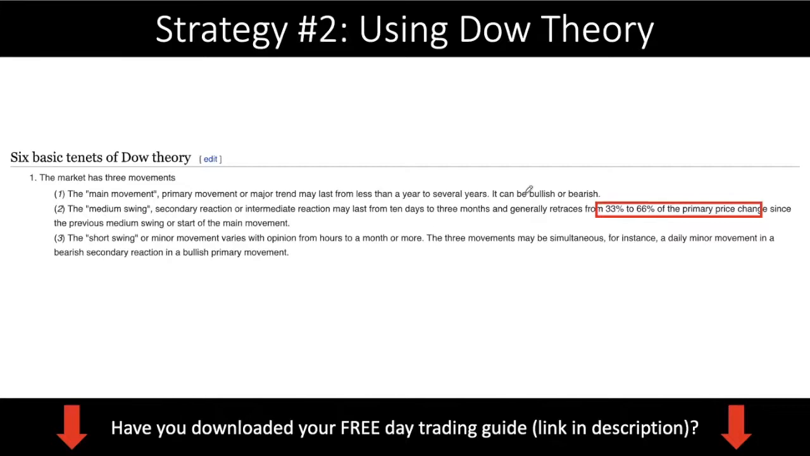Now, strategy number 2 is a powerful concept which you will not find anywhere else. This is called the Dow Theory. If you study the theory, like let's say you read books about Dow Theory, you will find something like this. There are basically 6 tenets of Dow Theory. This is found on Wikipedia. I just did a quick Wikipedia search to show you what you'll find.